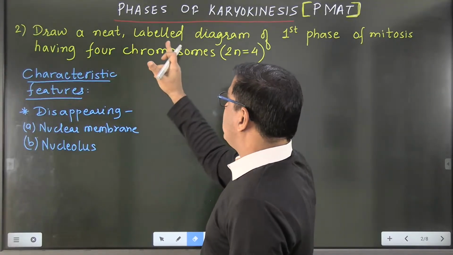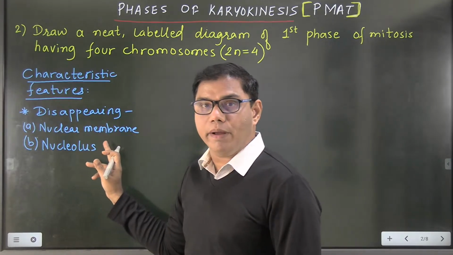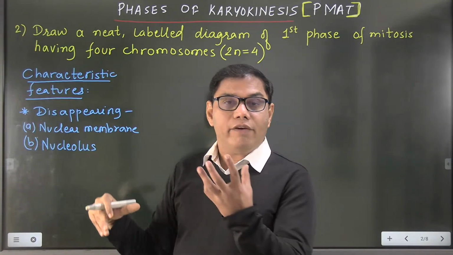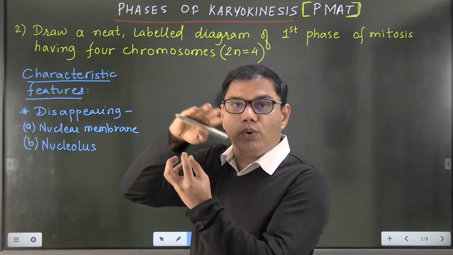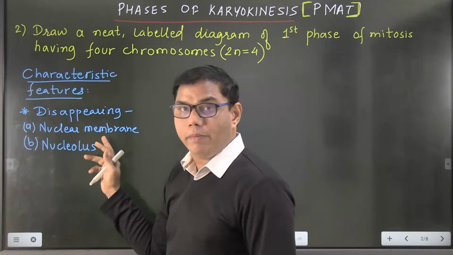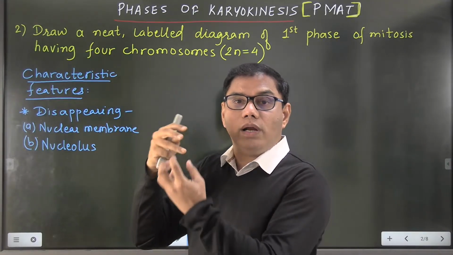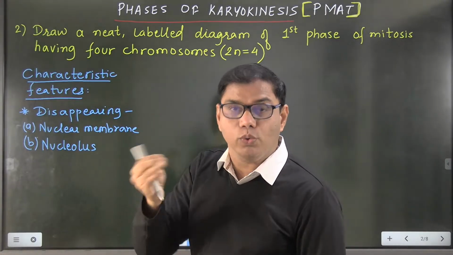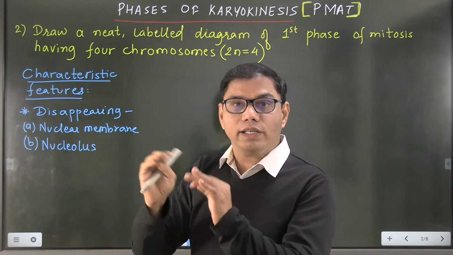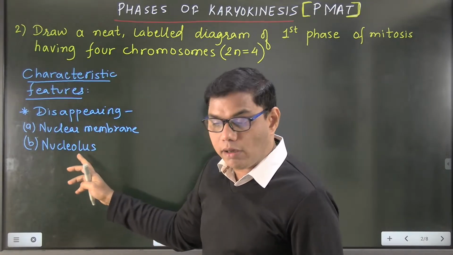Okay, so the characteristic features of prophase: first, the nuclear membrane starts disappearing. Every cell has a nucleus, and the nucleus is bounded by a membrane. That membrane starts disappearing. And inside the nucleus, there is one more, a nucleus of the nucleus. Like a cell has a nucleus, the nucleus also has its own nucleus, which is called the nucleolus. So this is also disappearing.